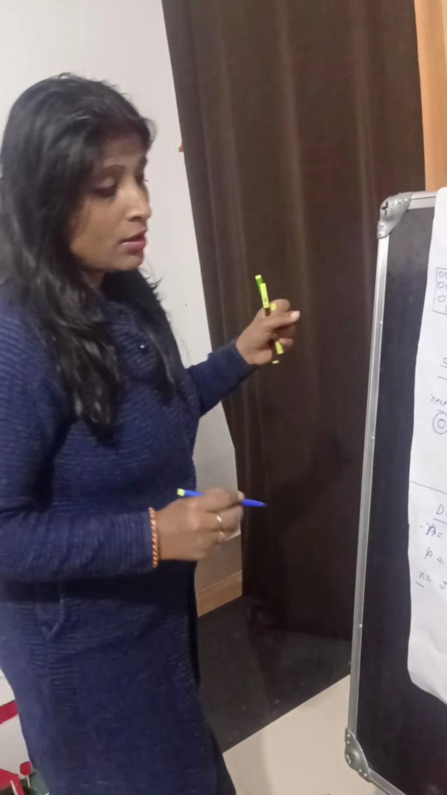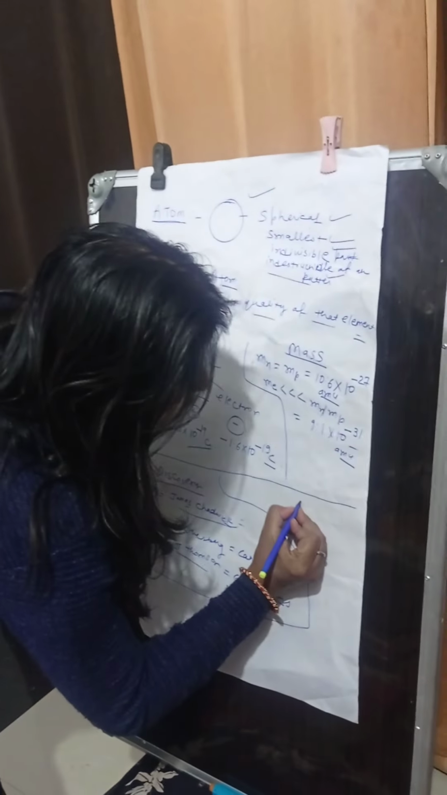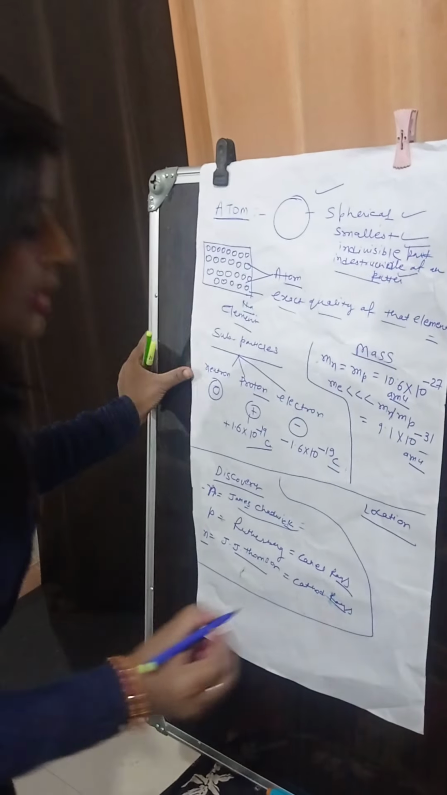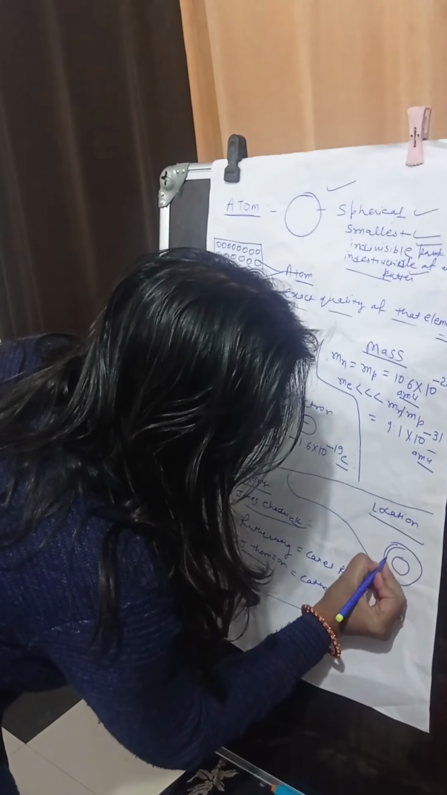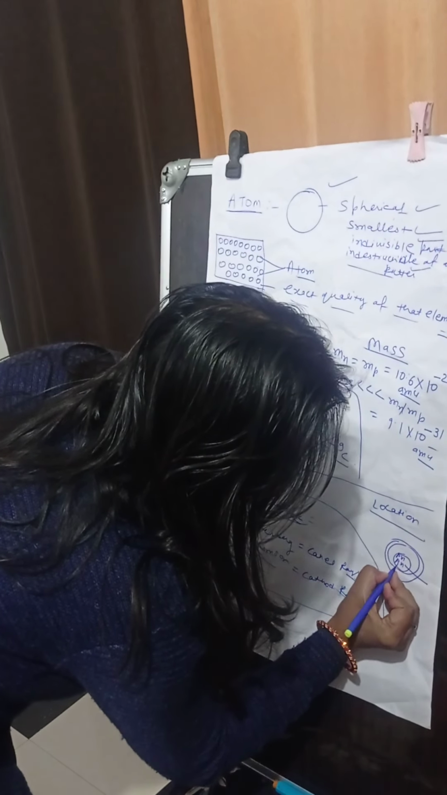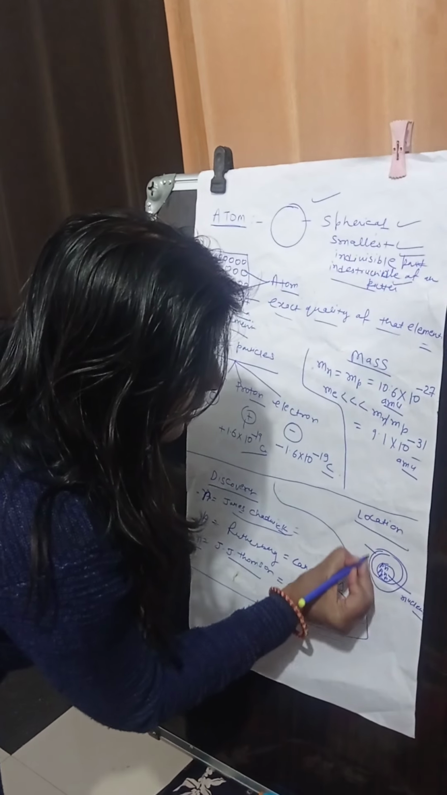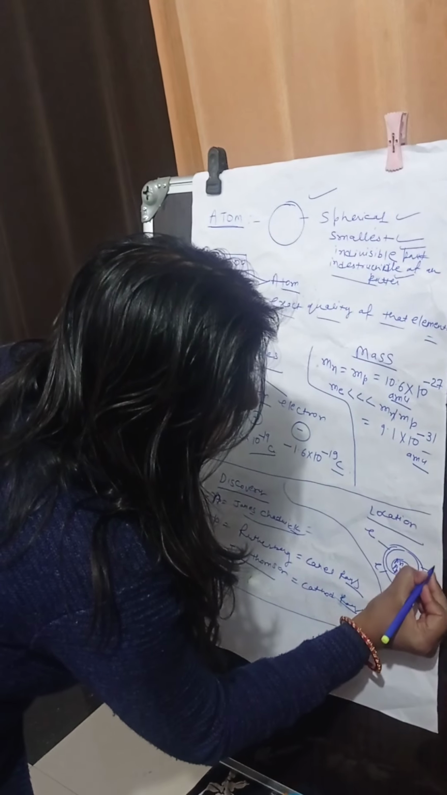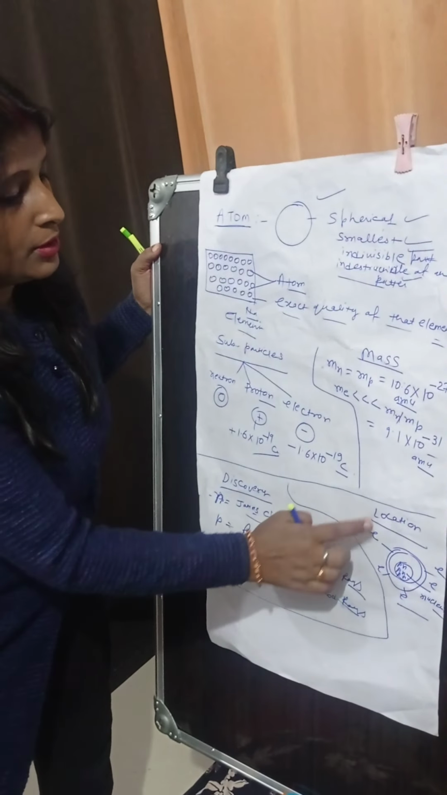So one more thing which we must know is the location. So location of the atom. This is an atom. This is the nucleus. And proton and neutron all live in the nucleus. And electrons revolve around them. These all are electrons. So this is the location of proton, neutron and electron.